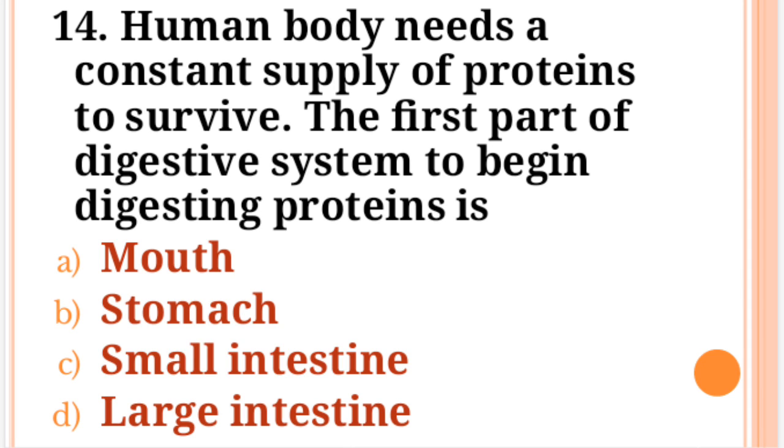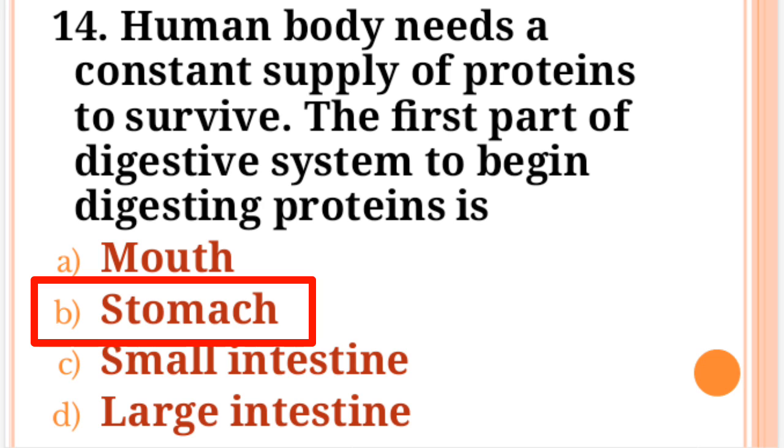Next question. Human body needs a constant supply of proteins to survive. The first part of the digestive system to begin digesting proteins is, options: A. Mouth, B. Stomach, C. Small intestine, D. Large intestine. Answer is B.